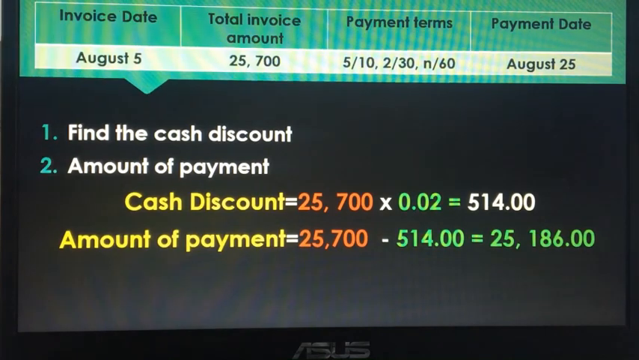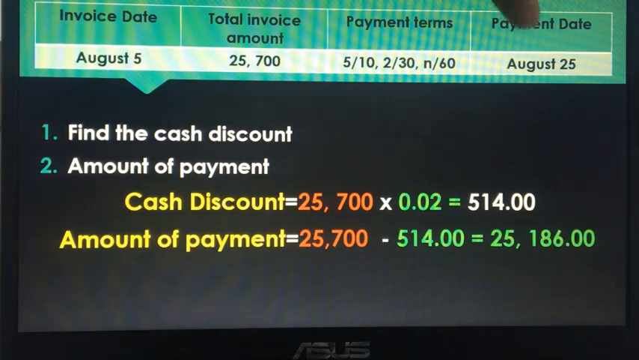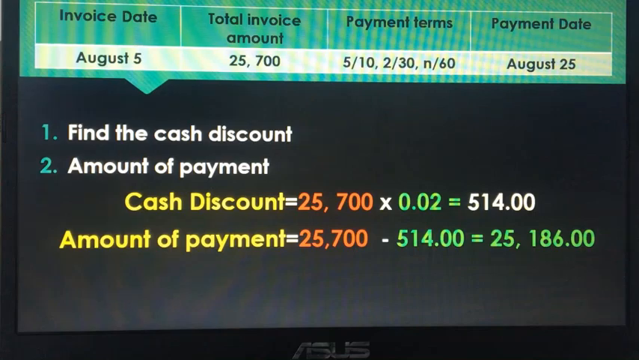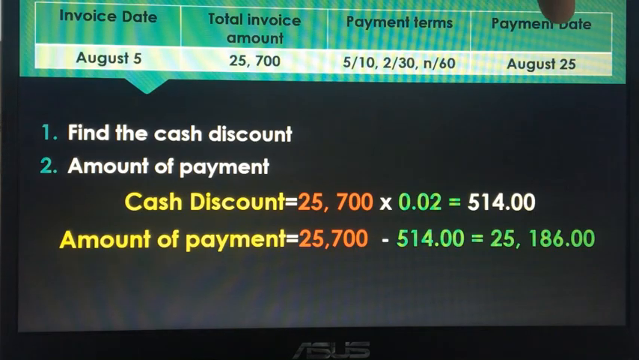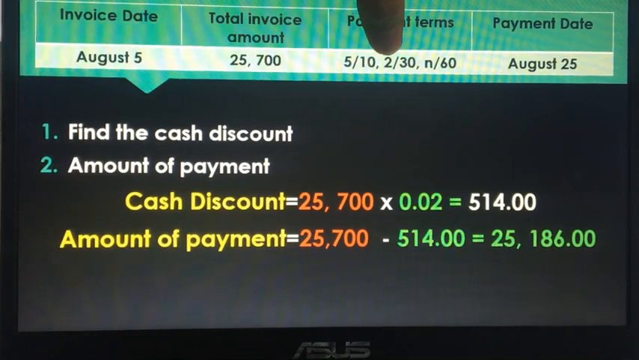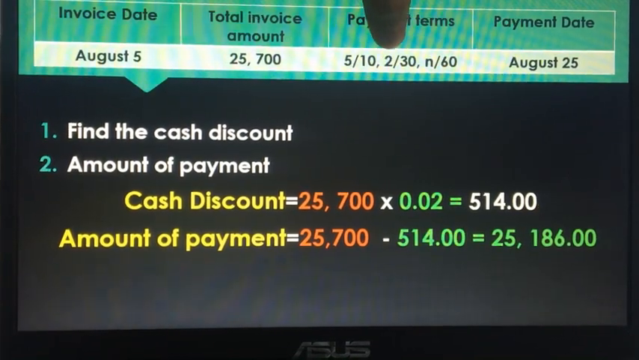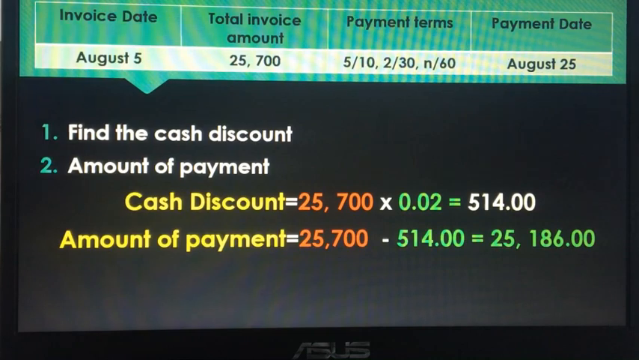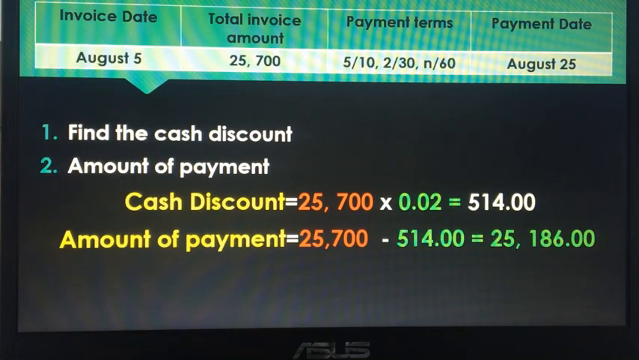Does August 25 fall under the first 30 days? Yes, because simply August 5 plus 30 is now September. And obviously, August 25 falls under the first 30 days. So meaning, the buyer is granted the 2% cash discount rate. Okay, that's how we solve that one.